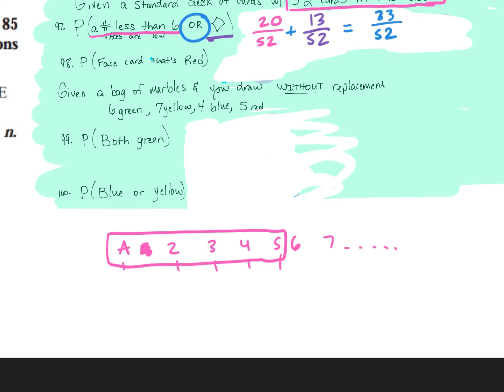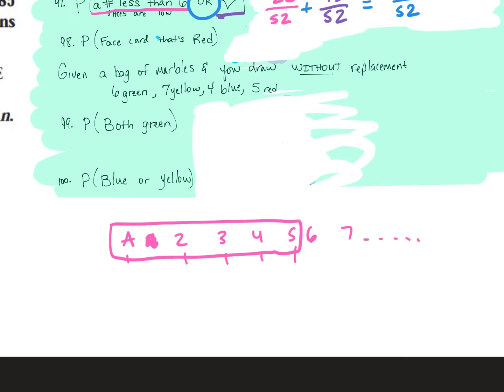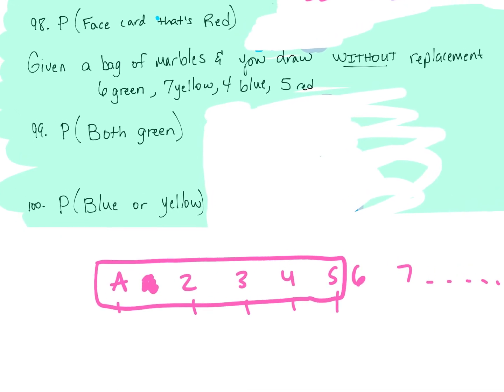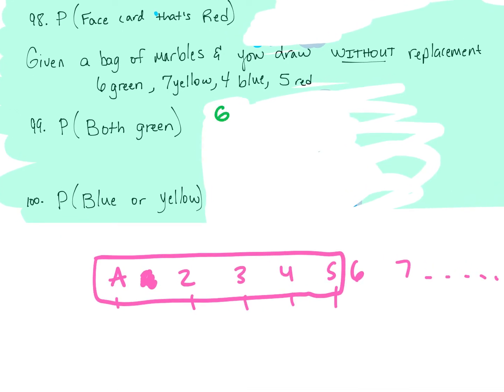Okay, let's look at 99. So given a bag of marbles and you draw without replacement 6 green, 7 yellow, 4 blue, and 5 red. So that both marbles are green. Well, how many green do I have in the bag? 6. And how many total do I have?